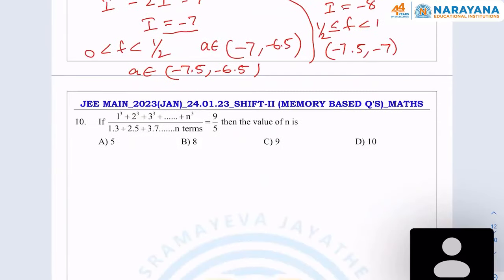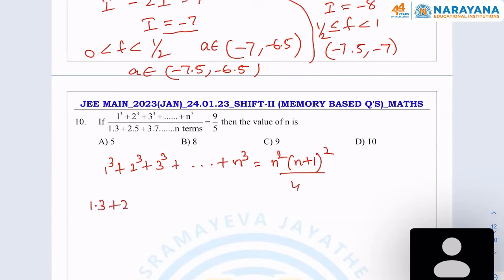10th one. 1 cube plus 2 cube plus 3 cube up to n cube is given in the numerator. In the denominator, we have 1 into 3 plus 2 into 5 plus 3 into 7 up to n terms. We have to find the sum. So to find the sum, we have a formula: n square into n plus 1 whole square by 4, and 1 into 3 plus 2 into 5 plus 3 into 7 up to n terms we have to find.